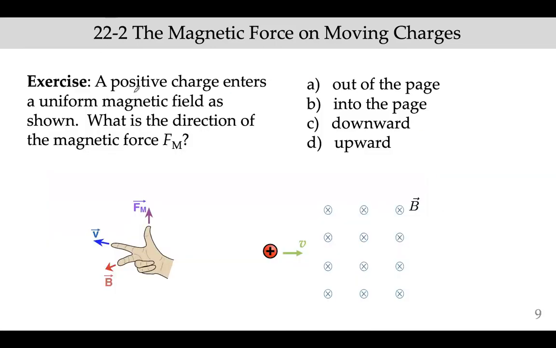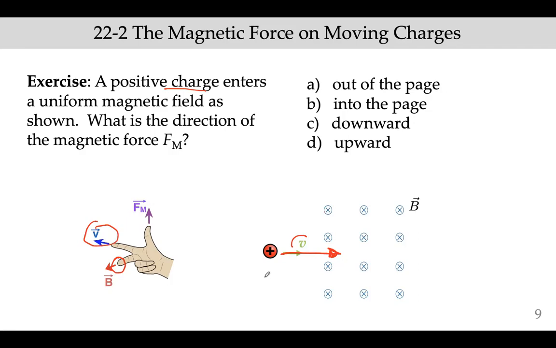Okay, here's an exercise. A positive charge enters a uniform magnetic field as shown. What is the direction of the magnetic force? So this is the velocity. Now in this case, you see a cross, so that means magnetic field lines go into the page. So your middle finger should show into the page. Your index finger should show to the right.